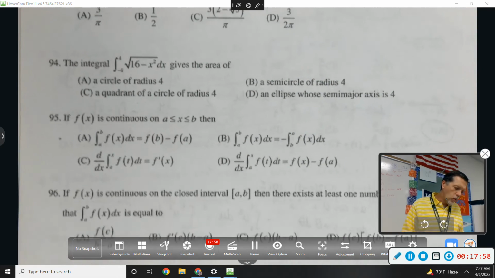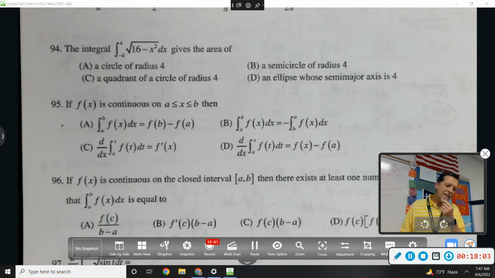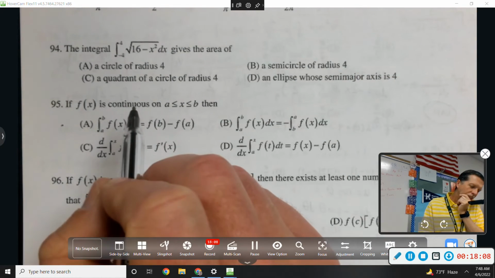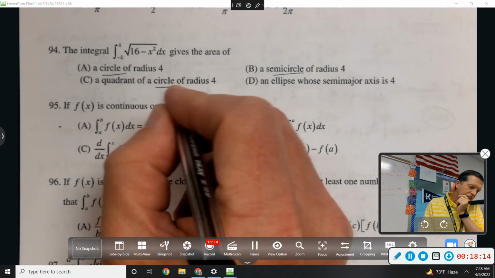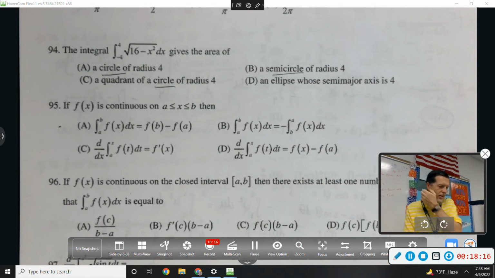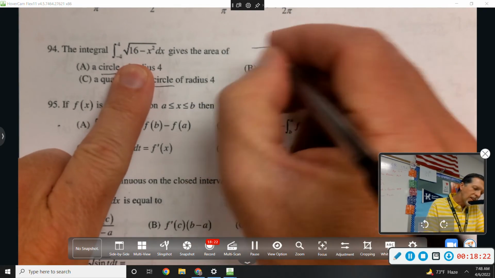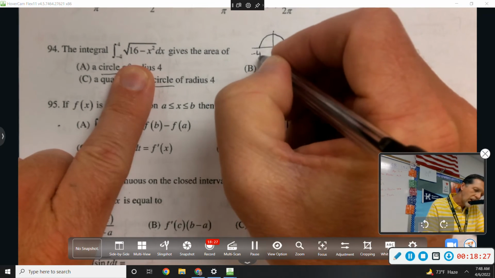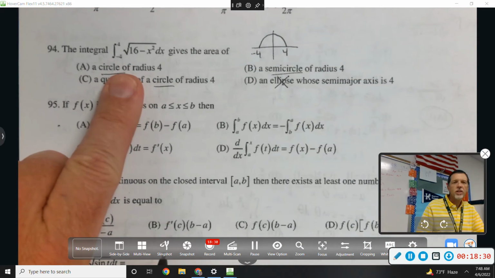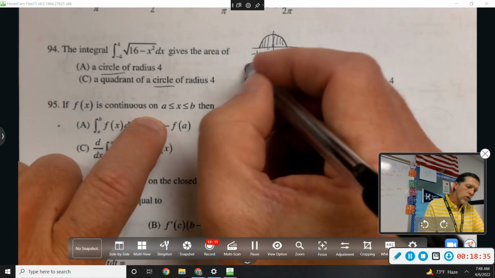How about 94 and on? Some of those, were you okay with 94? No. So, like circle, circle, circle. So I'm pretty sure a circle is going on here. Ellipse, I don't think so. If we graph that, that's only the top half of the circle. And then from -4 to 4, so that would be a semicircle of radius 4.